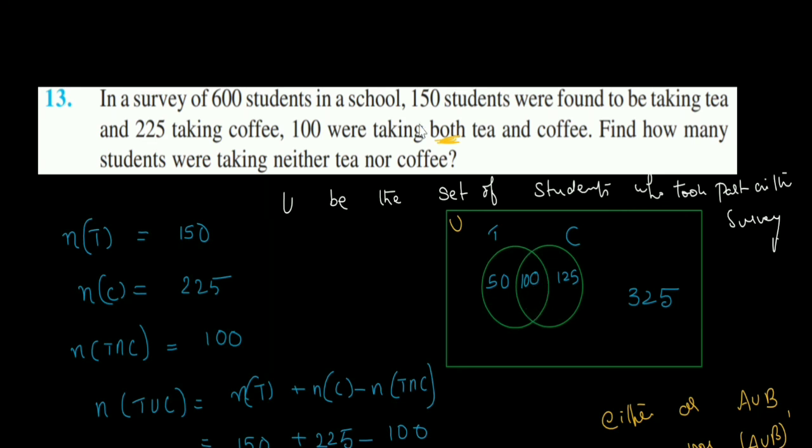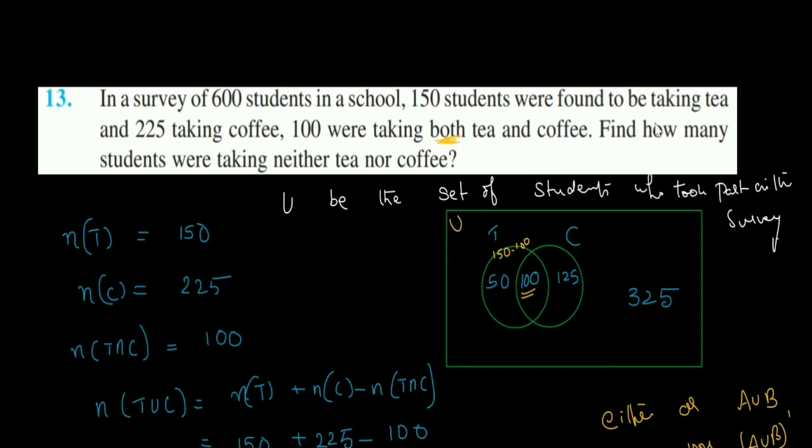Write 100 in the intersection. So 100. How many were taking tea? 150. So this T is this full circle. This full circle is 150. You already wrote 100. What is left? 50. That is 150 minus 100. You should write it here. So how did you get this 50? It is 150 minus 100. This is how you should represent this in a Venn diagram. So 50 you should write here.